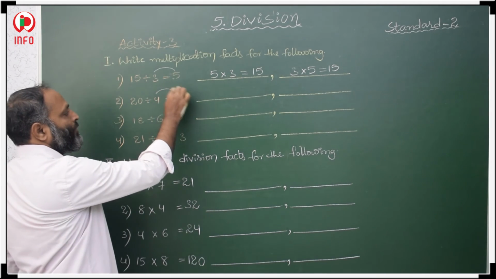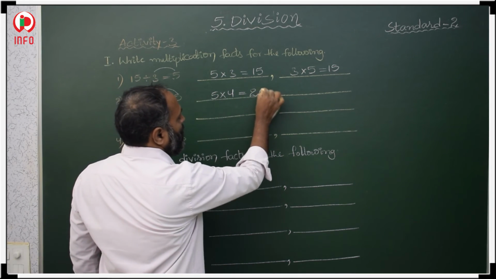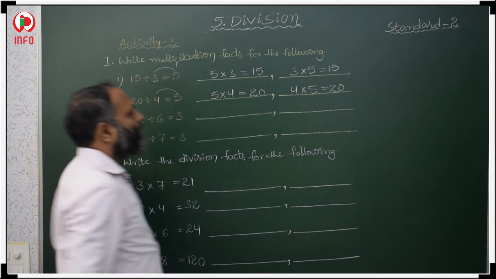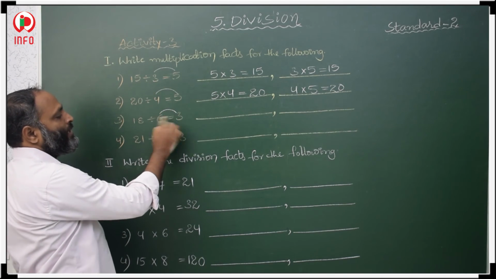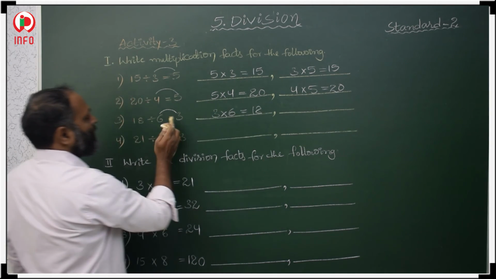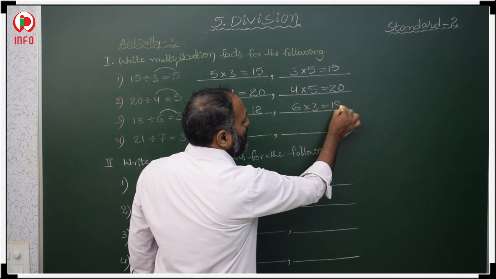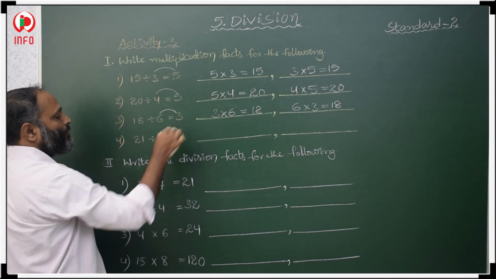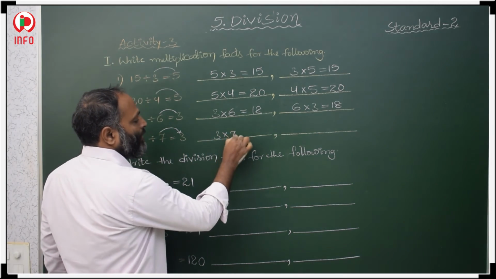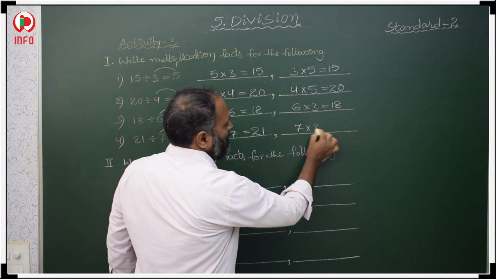Here also the same: 5 into 4 is 20, or 4 into 5 is 20. Next, 3 into 6 is 18, or 6 into 3 is 18. Next, 3 into 7 is 21, or 7 into 3 is 21.